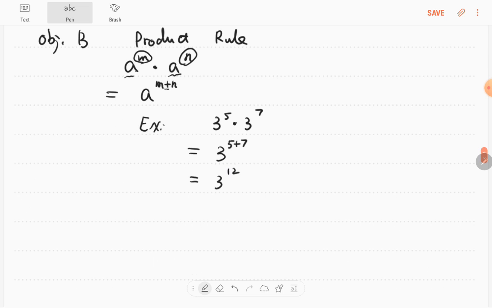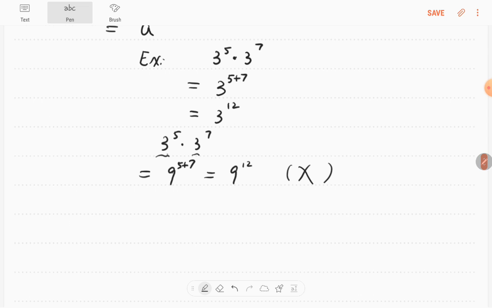Okay, but some students do it this way. 3 times 3, I will get 9. Then I would add up their exponents. Now I will get this answer. Is that correct? I would say, no, this is wrong. This is wrong because I only need to keep the common base. So if it's 3, just keep the 3. Do not do the multiplication for the base. The base is still 3.